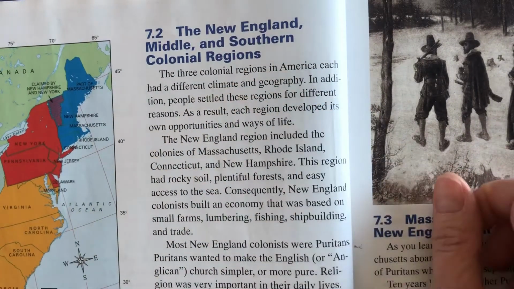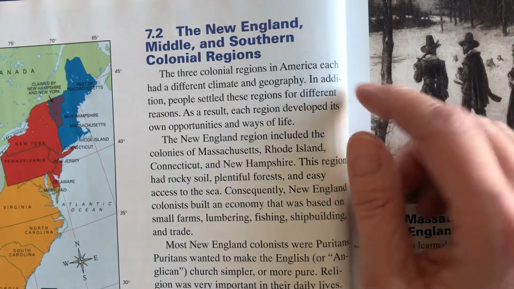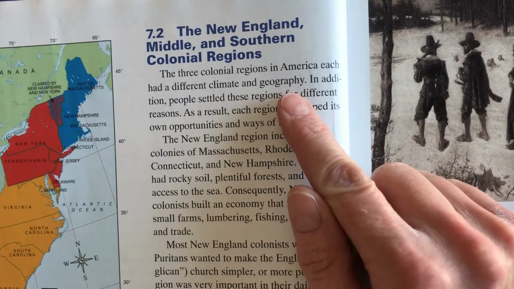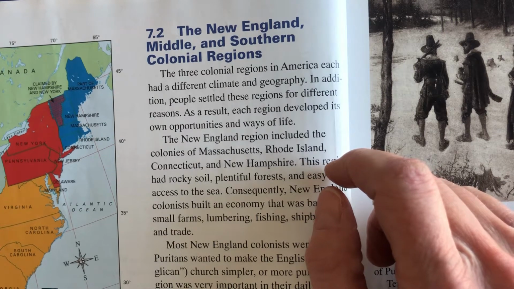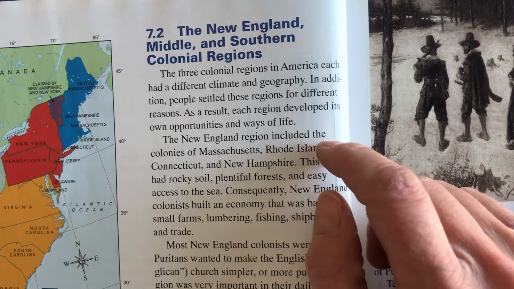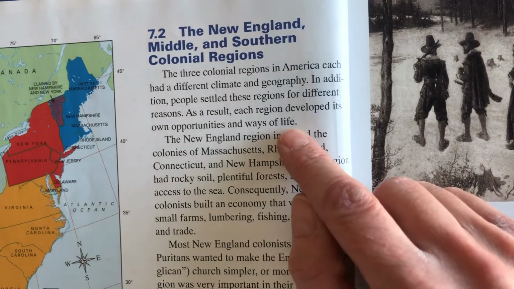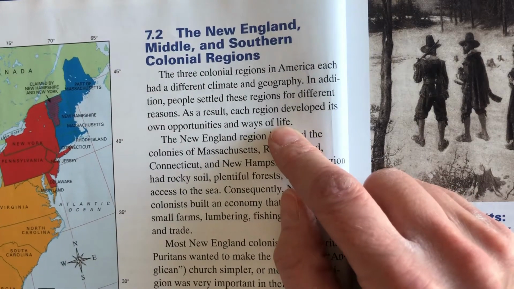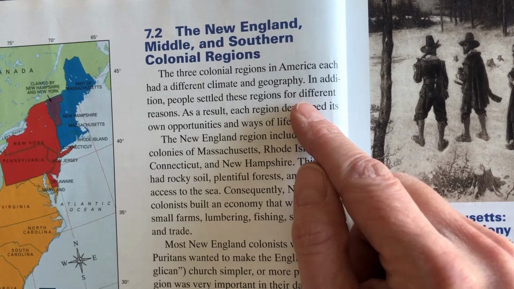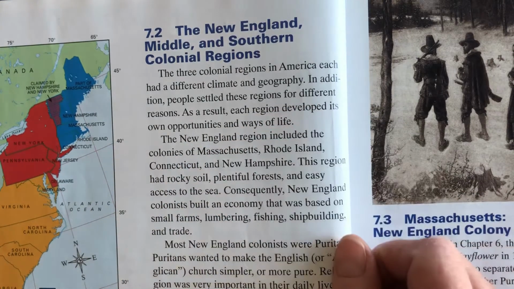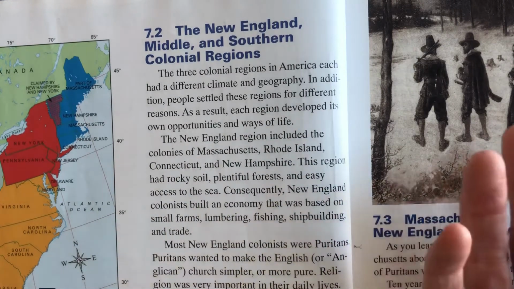The 3 colonial regions in America each had a different climate and geography. In addition, people settled these regions for different reasons. As a result, each region developed its own opportunities and ways of life. So if you kind of think back to our last chapter, when we say they started for different reasons, remember that Plymouth started because they were searching for religious freedom. But in Jamestown, they were searching for gold and other natural riches. So that's what this is saying when they're saying it developed for different reasons.